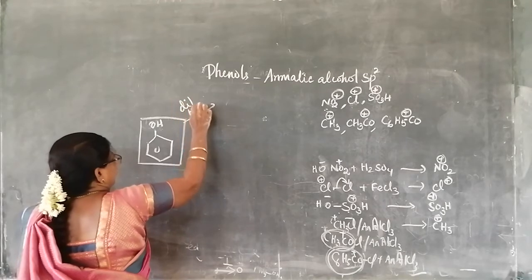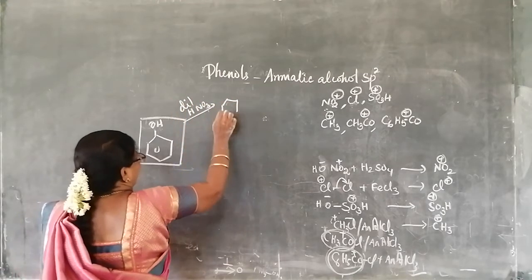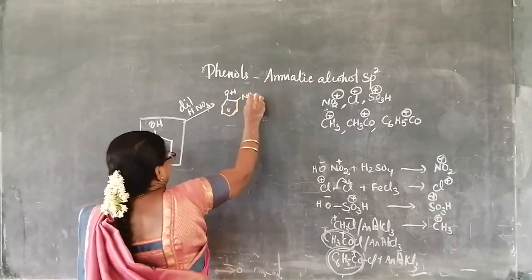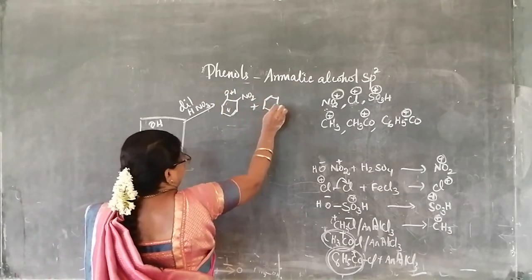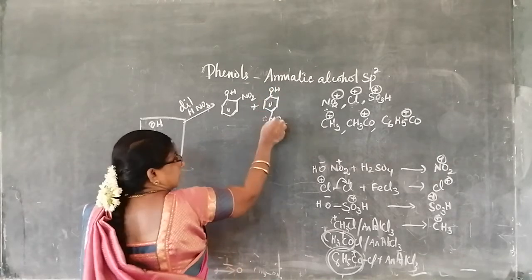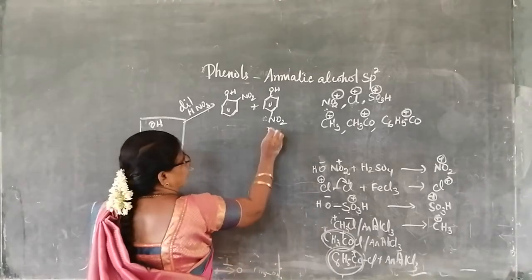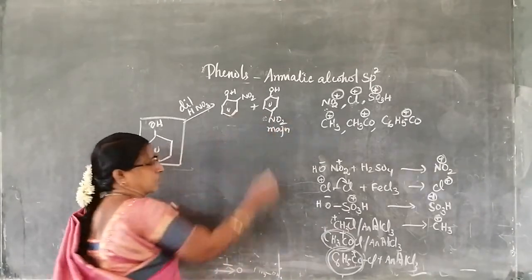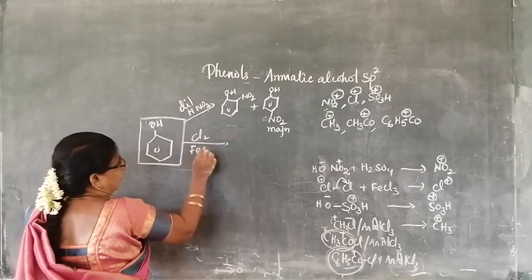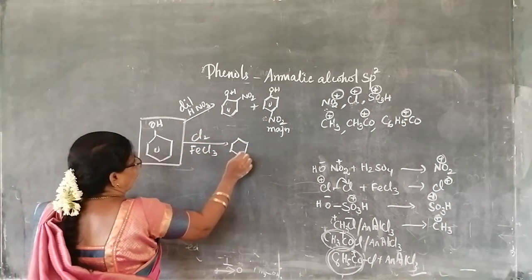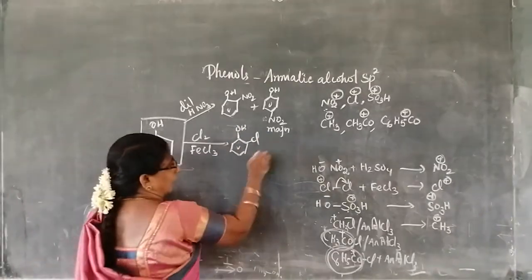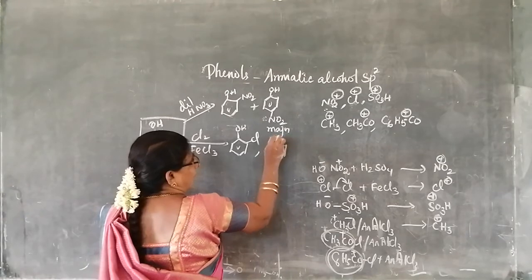If I treat it with dilute HNO3, then only one nitro group will be added, either in the ortho position or in the para position. But you know very well, para is more stable because of less steric hindrance, so it is the major product. This is the minor product. Now chlorine with FeCl3: in the same manner, Cl attaches in the ortho position as well as the para isomer.